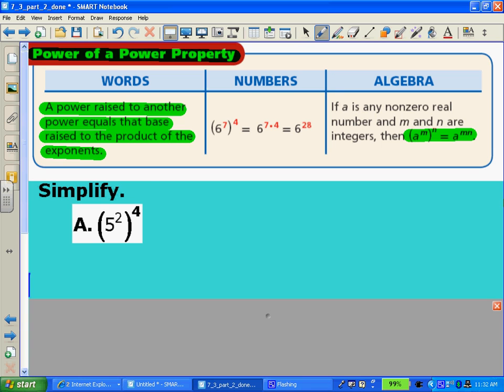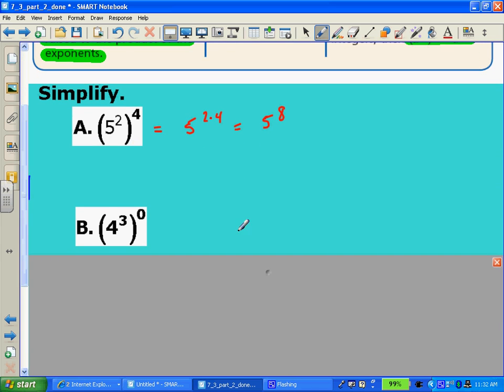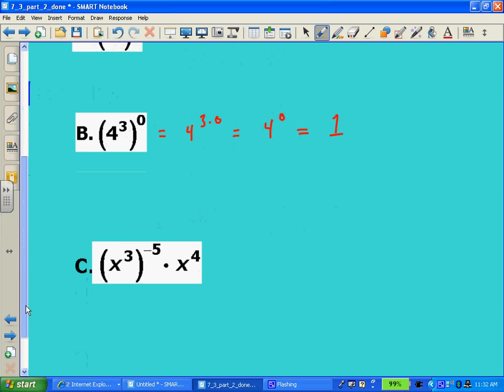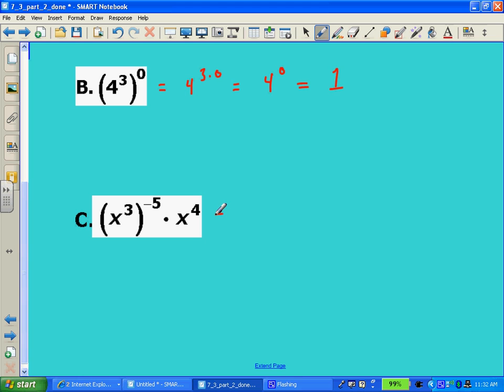Let's look at a few examples here. So I have 5 to the 2nd to the 4th. So that's going to be 5 to the 2 times 4, which is 5 to the 8th. Okay. Here's another one. 4 to the 3rd to the 0. So that's going to be 4 to the 3 times 0. Well, 3 times 0 is 0, so 4 to the 0. And then again, anything to the 0 power is 1. So my answer to that one would be 1.